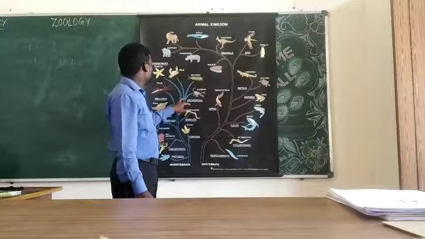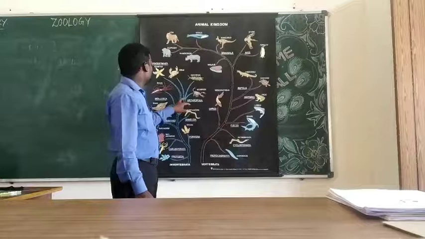Another one is helminthes. The helminthes are classified into two groups. One is the platyhelminthes group. Platy means ribbon-like structure. The great example is tapeworm. The other one is aschelminthes. The great example is Ascaris. In these aschelminthes groups, the animals have a ring-like structure. That means roundworms.